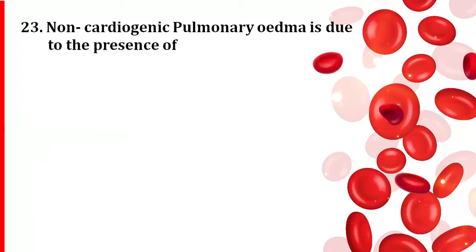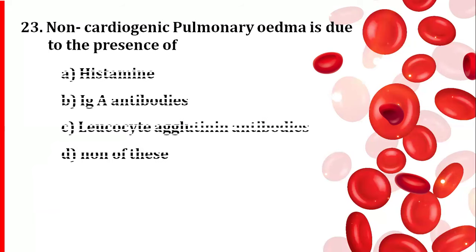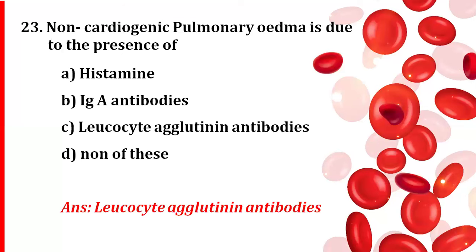Next question, non-cardiogenic pulmonary edema is due to the presence of option A, histamine, option B, IgA antibodies, option C, leukocyte agglutinin antibodies, option D, none of these. Here the right answer is option C, leukocyte agglutinin antibodies. They are the cause of TRALI. What is TRALI? Transfusion related acute lung injury. It is because of the transfusion.